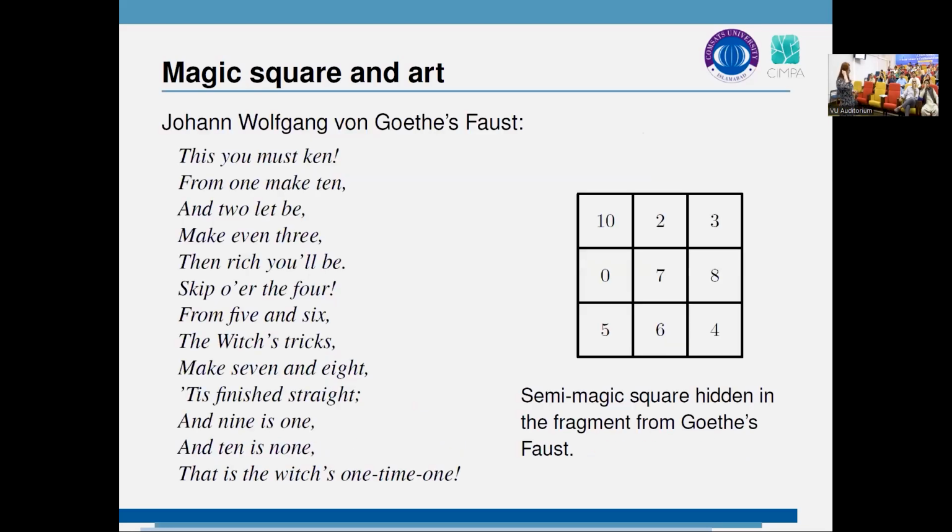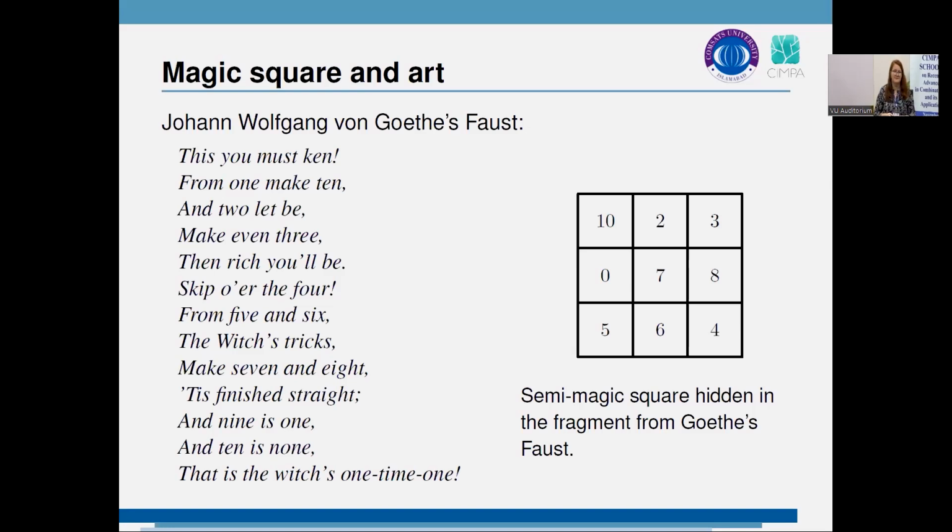And where you can also find a magic square, or maybe it's better to say a semi-magic square, is in Faust by Johann Wolfgang Goethe. So here you have the text from Faust, and here is the corresponding semi-magic square. So people are fascinated, as I thought, not only mathematicians, but also others.